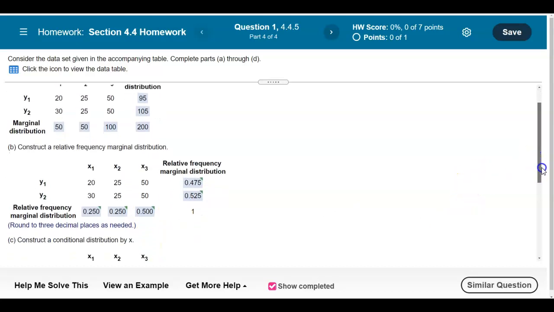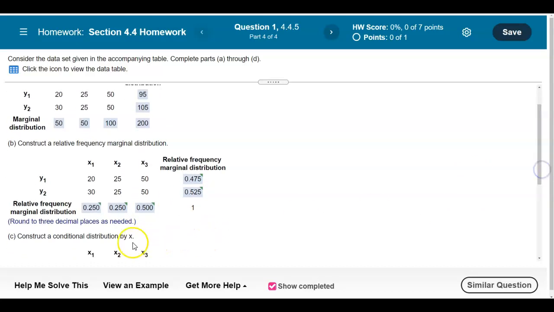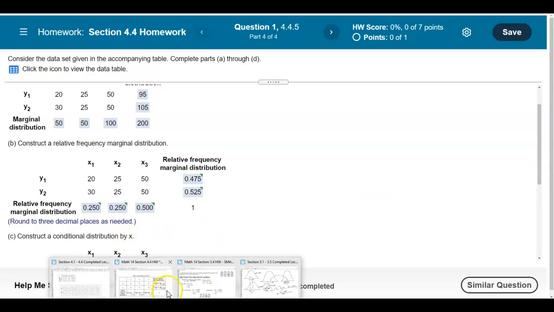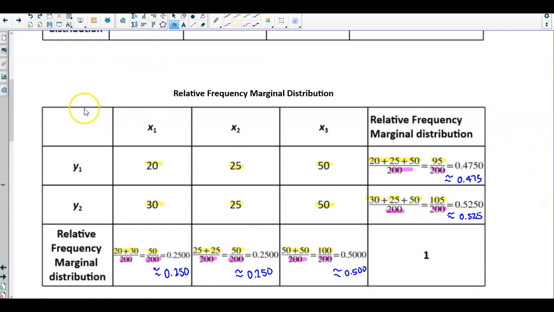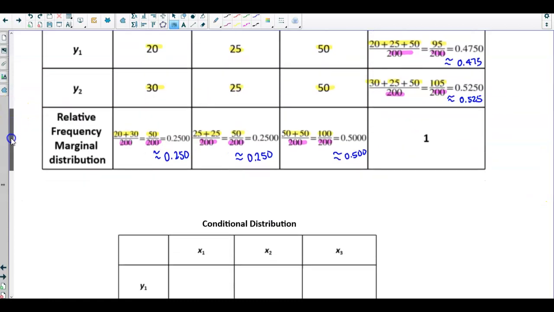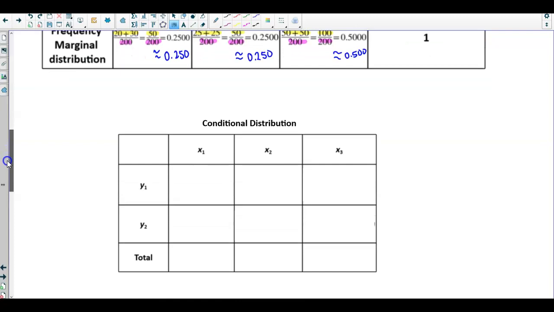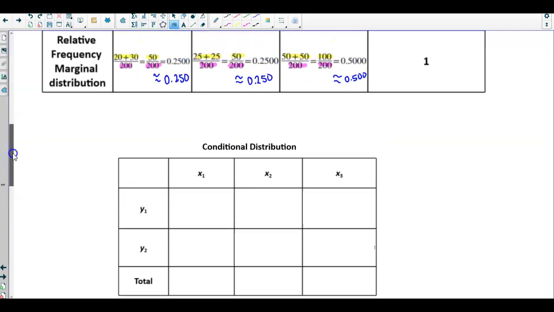Now we're going to construct a conditional distribution by x. So what do we do here? Well, we need to take our value of x in this column, which is 20, and divide it by the total in this column, which was 50.